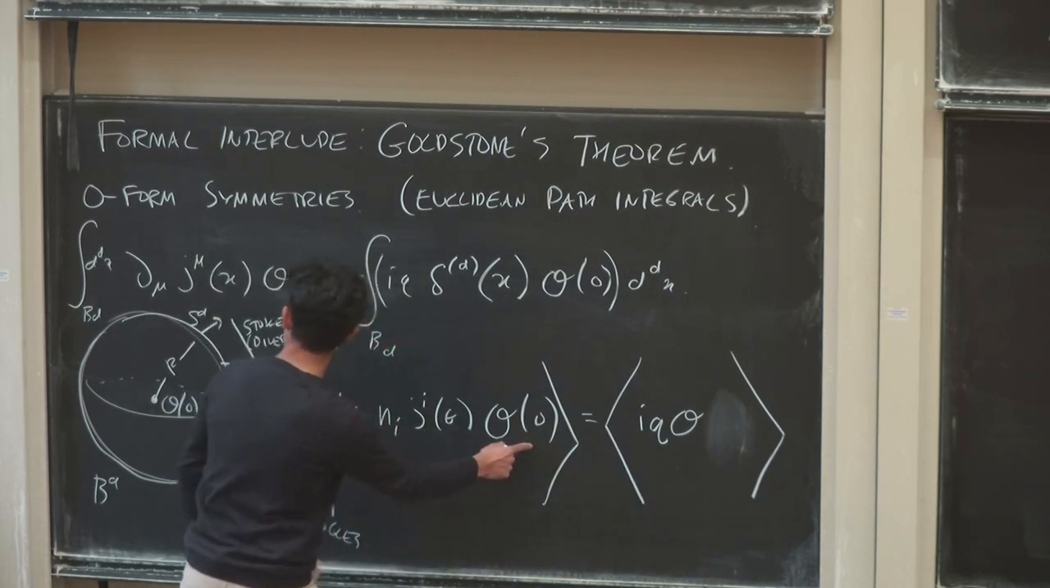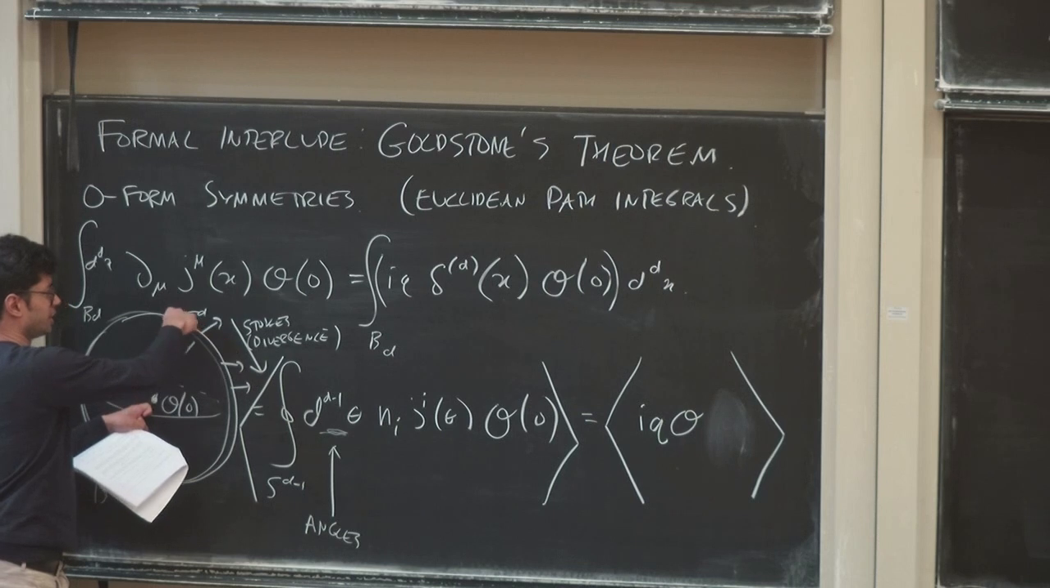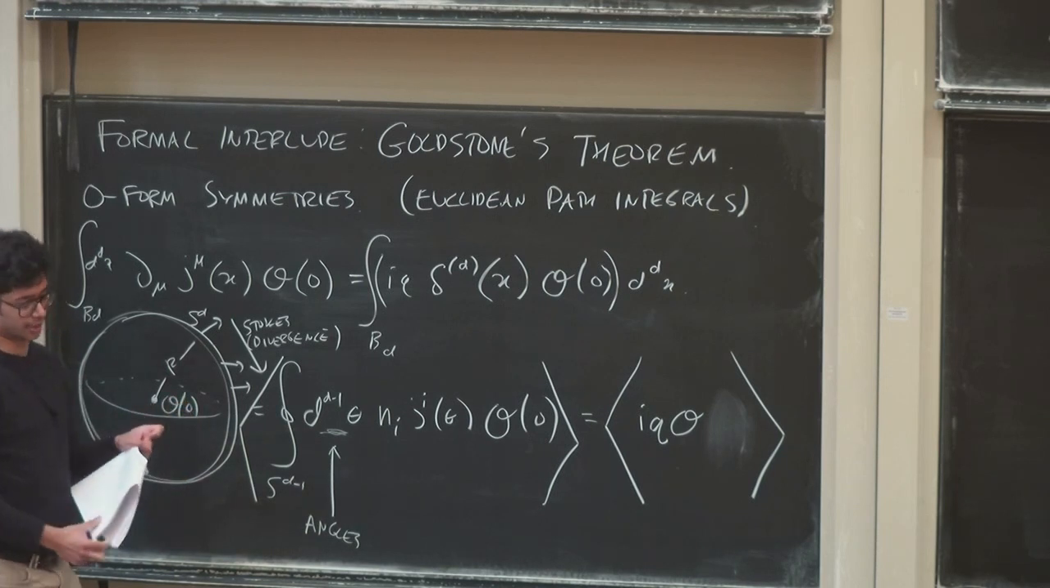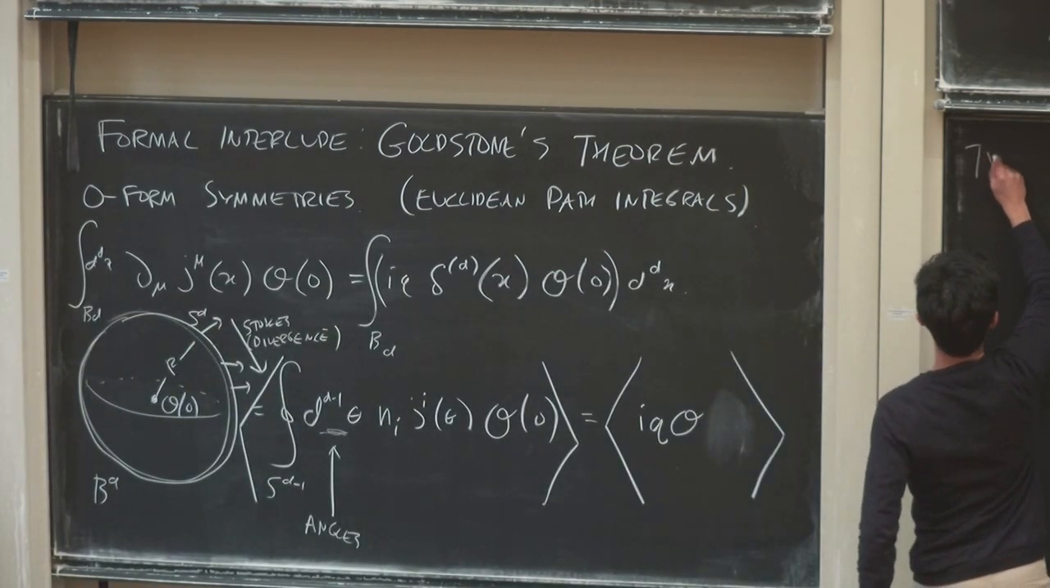There's the two-point function of O with the current on the edge of this ball, which you remember is a distance r away. All right? Okay. So now there are two cases that I can study.